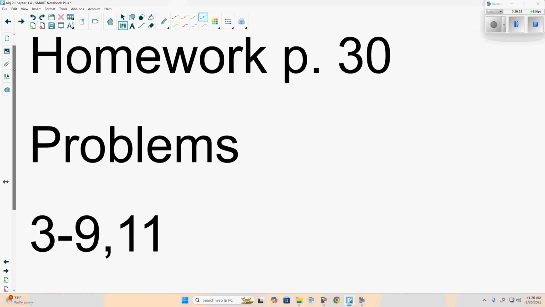Problem number 11 is error analysis. Describe and correct the error. So there's two main parts. You're telling what they did wrong and fixing it. I need both parts. If you say that it's correct, I will mark it wrong.